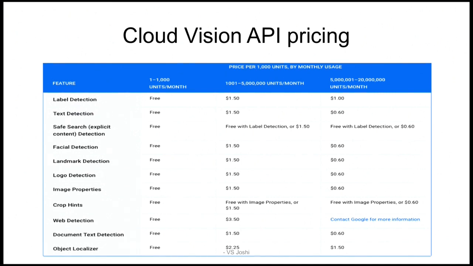So if you are having an app which people are using, and they are sending 5 million images to Google Cloud, Google Cloud is charging only $1.50? Is that what it means? Per? Okay, price per 1,000 units. Okay, yes, it is on the top. Yes, price per 1,000 units by monthly usage. Okay. So if I am sending 5,000 images, and the price is $1.50 for 1,000 units, right? So yeah, $7.50. That is the amount Google charges.